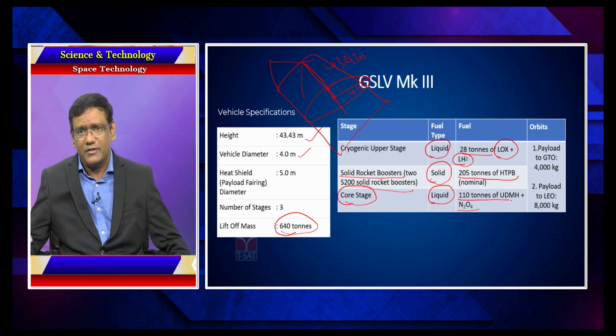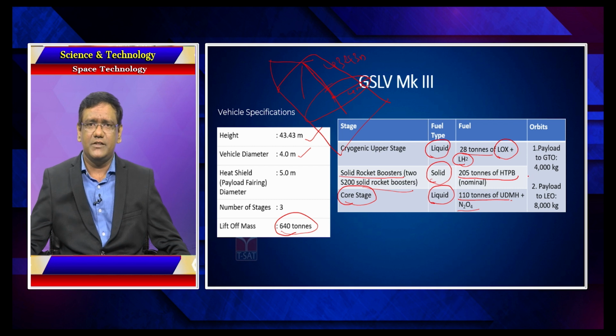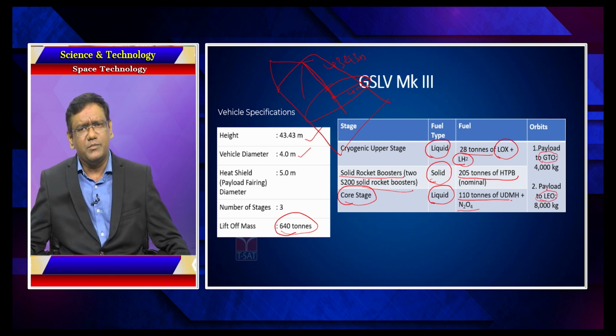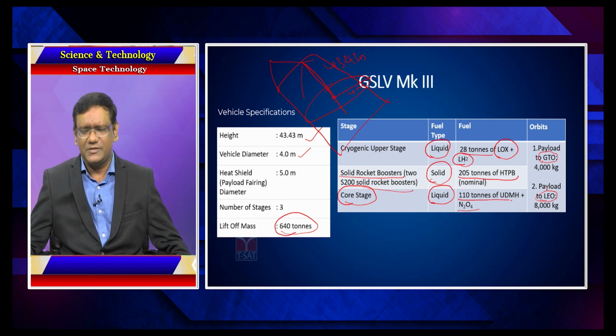And then where do we use this GSLV? GSLV is used to put the satellite in orbits, that is GTO or LEO. It can be used for both. If we use it for GTO, the maximum payload is 4000 kg. If we use it for LEO, we can have an 8000 kg payload.